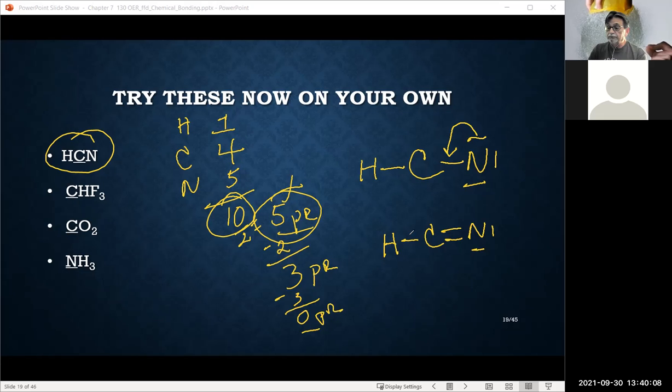Hydrogen's still happy with its 2, but carbon is not happy still. It's got 4 over here shared with the nitrogen, and it's got 2 shared with the hydrogen. So it's got a total of 6. It is still missing 2 more. So what do we do? If we created a double bond and that didn't help, we create a triple bond.